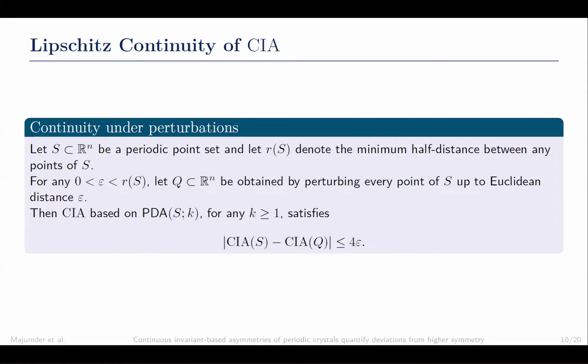Let S be a periodic point set and let Rs denote the minimum half distance between any points of S. For any epsilon greater than 0 and less than this minimum half distance, let Q be obtained by perturbing every point of S up to a Euclidean distance epsilon. Then the CIA based on PDA for any k greater or equal to 1 satisfies the absolute value of CIA of S minus CIA of Q is less than or equal to 4 epsilon. The continuity and invariance of CIA are thoroughly proved in our paper.